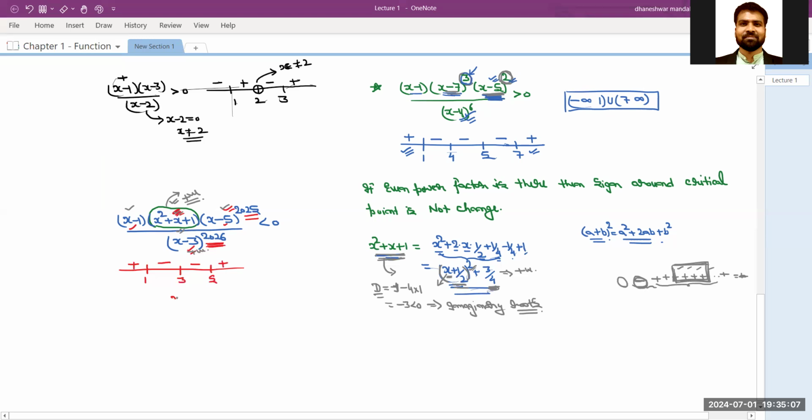So what is the solution? x belongs to (1, 2) union (3, 5). Okay, so this is the answer. Is this clear to everyone? Yes, sir. Okay.